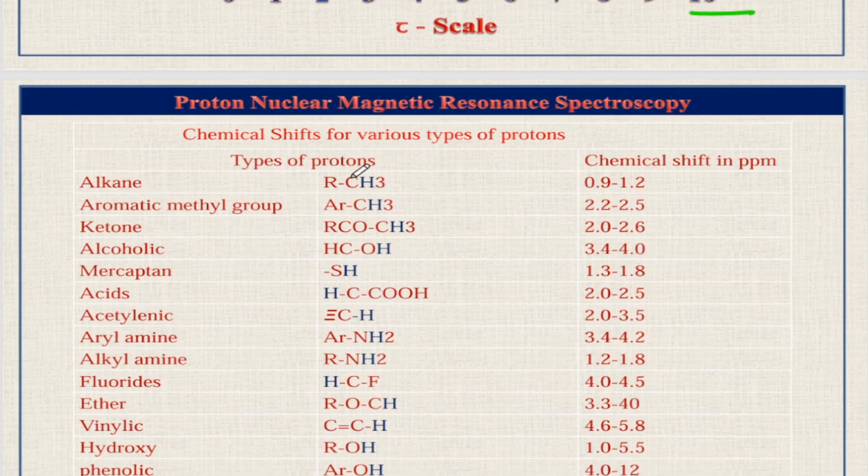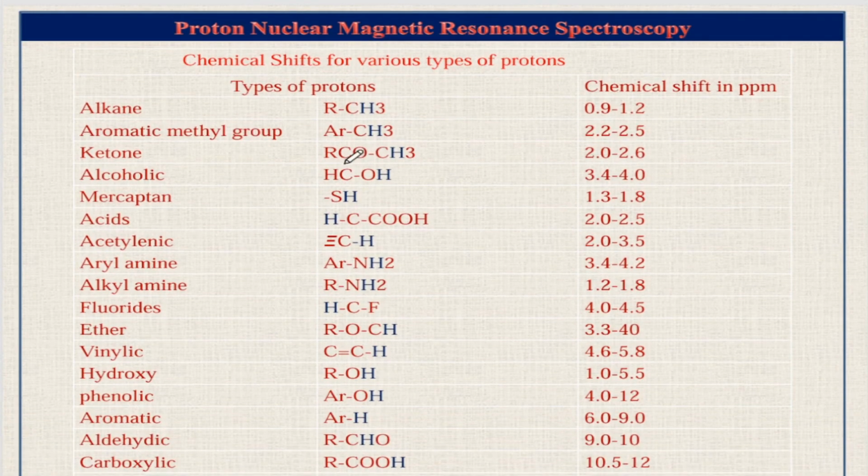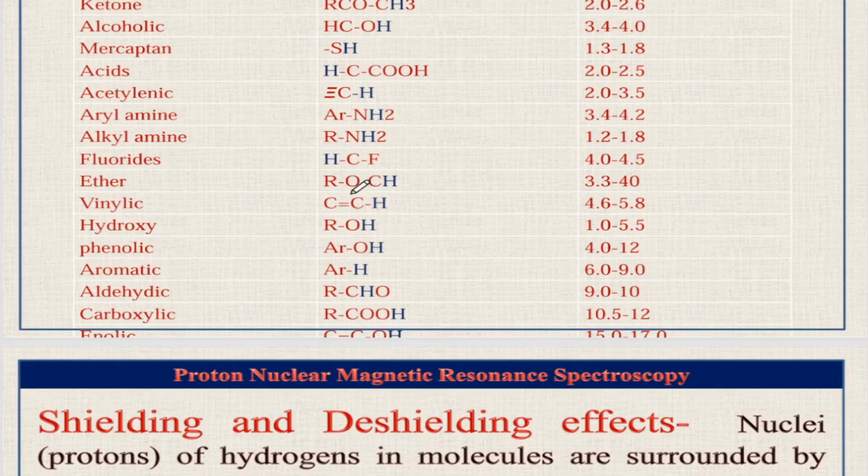In alkanes, if the hydrogen is attached to a carbon which is attached to alkyl groups, their chemical shift value may be 0.9 to 1.2. If the proton is attached to an aromatic ring, their chemical shift value may be 2.2 to 2.5, and for alpha carbon hydrogen protons, the value may be 2.0 to 2.6. These are the chemical shift values for different types of protons.